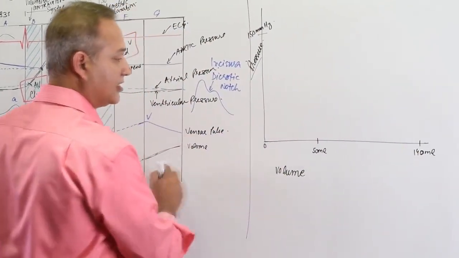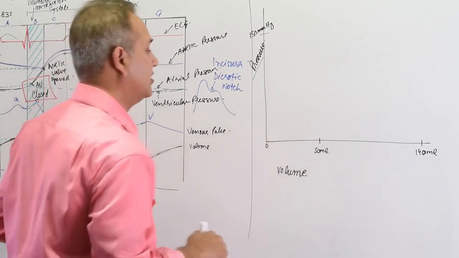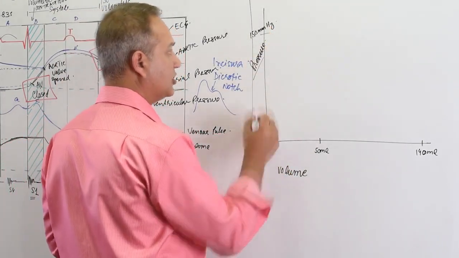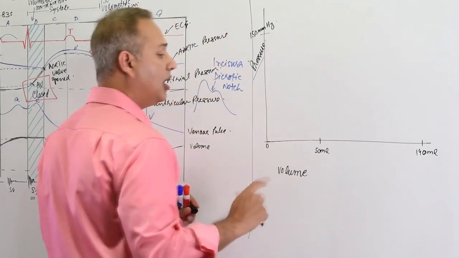I had done the cardiac cycle. This is related to the cardiac cycle. So these are two lectures that are back to back. Now here is the pressure. So pressure goes from 0 to 150 millimeters of mercury. Now how does this work?